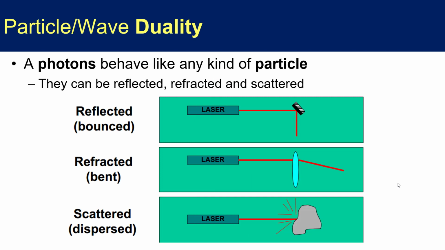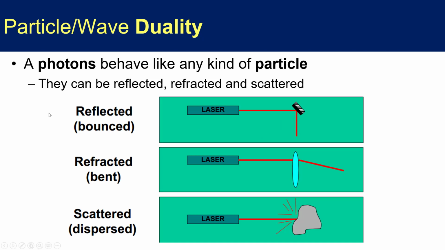Photons are really cool because they have something called a wave-particle duality. A wave-particle duality is the fact that they will behave like a particle and like a wave. So let's talk about this. How does a photon behave like a particle?